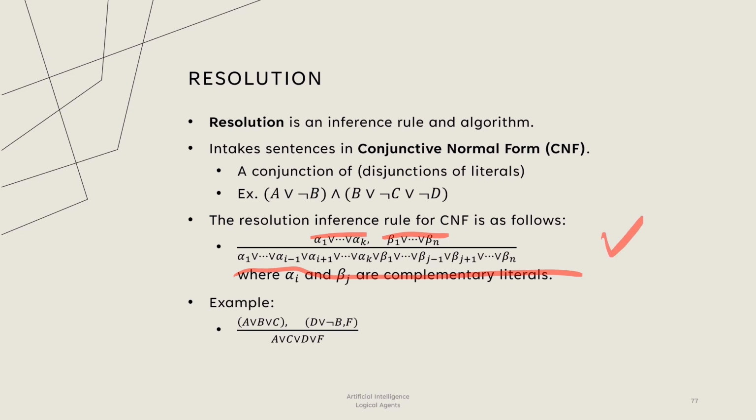So you have an example right here where we have A or B or C, which is conjoined with D or not B or F. And then we pluck out B, and now we just have A or C or D or F.